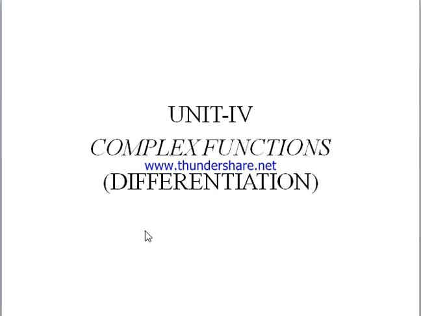Hello everyone. Today I am going to explain complex functions differentiation, the fourth unit from the Laplace transforms, numerical methods and complex variables subject. Going to the introduction about the complex number first.